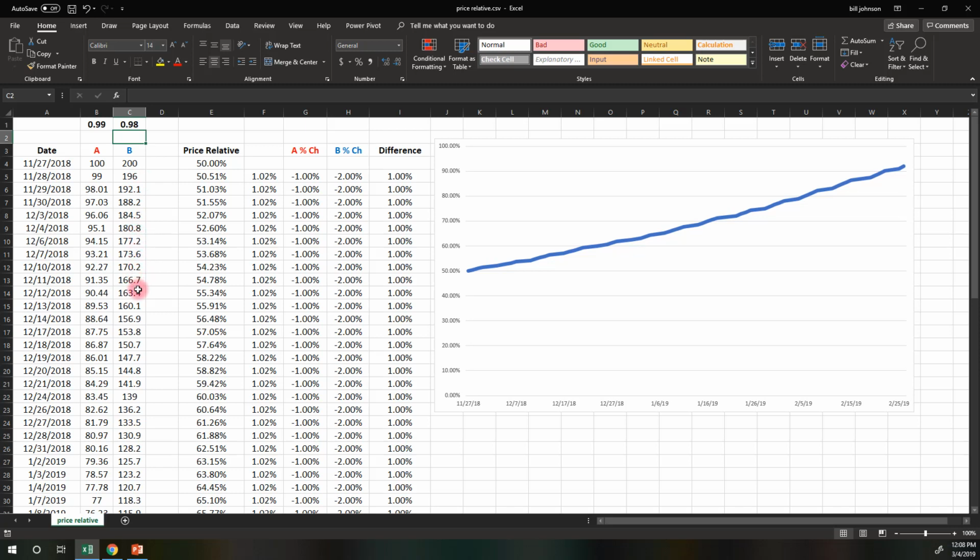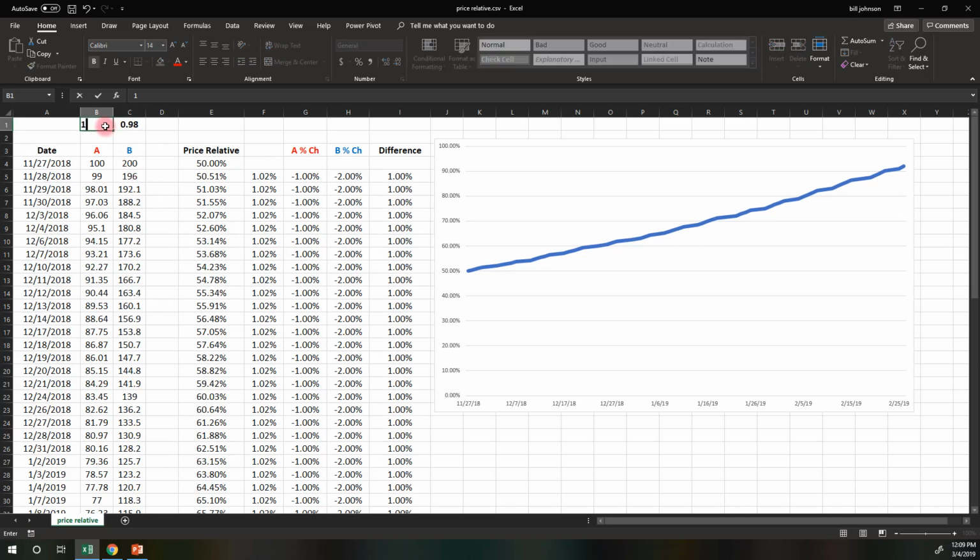Both stocks are falling. So why is our graph over here rising? Because A is still outperforming B. It's falling at a slower rate. Again, it's only falling 1% per day, whereas B is falling 2% per day. So I can also get a falling graph even though both stocks are rising.